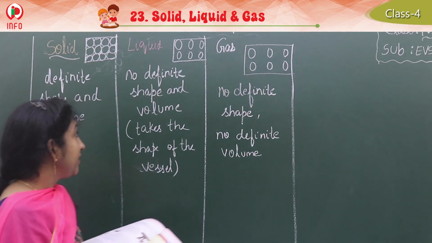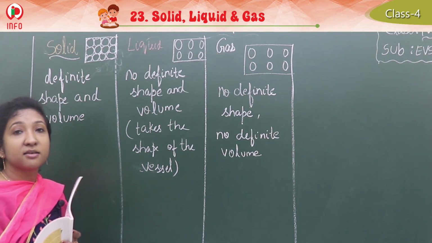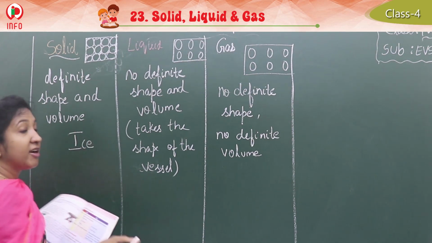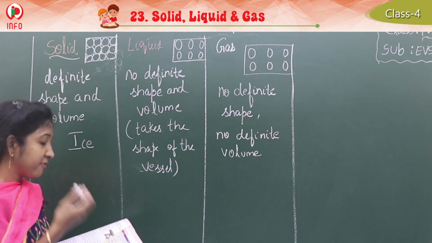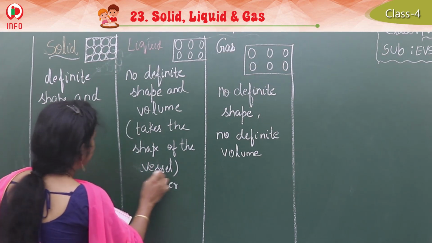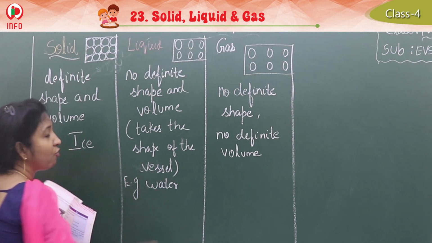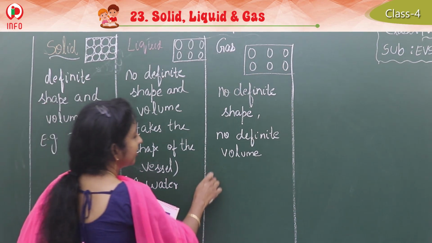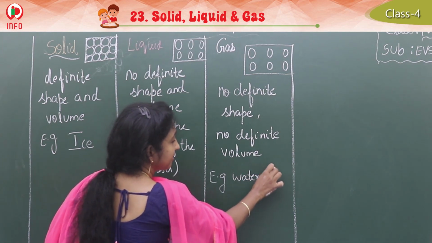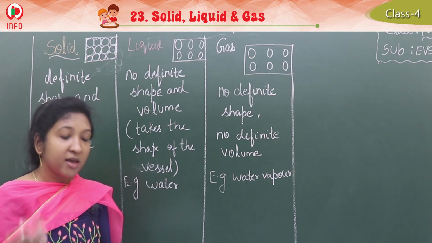Then, what are the examples you can say for solid, liquid, and gas? For solid, we can say ice is an example. For liquid, water is an example. What about gas? Water vapor is an example of gas, isn't it?